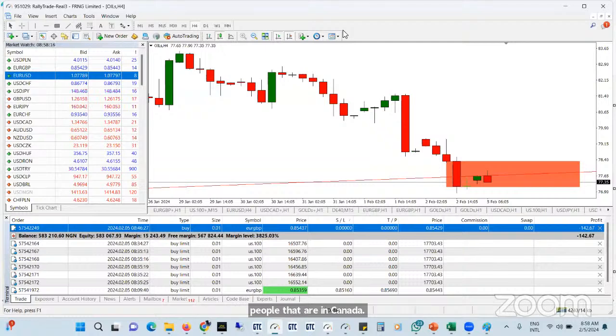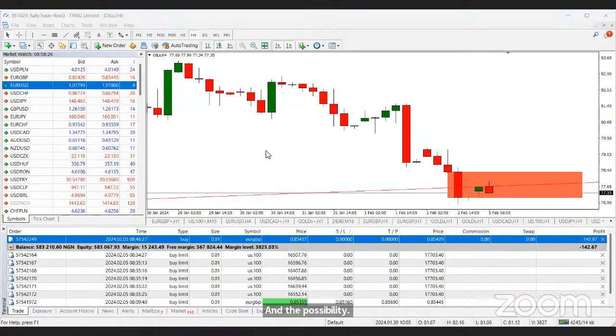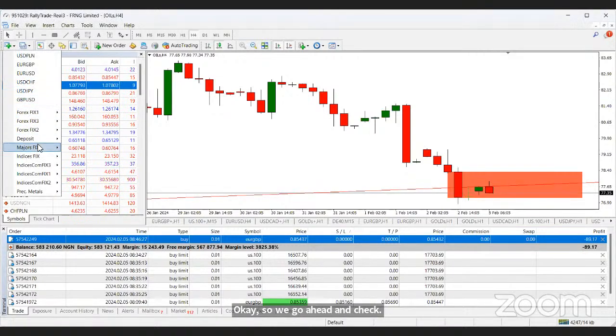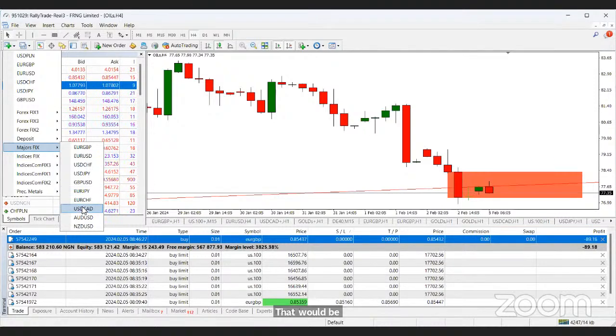So let's go ahead and check AUD for people that are in Canada. Okay. So we go ahead and check AUD right now for that person. AUD. That would be the end. Okay. We have checked oil, right? AUD.